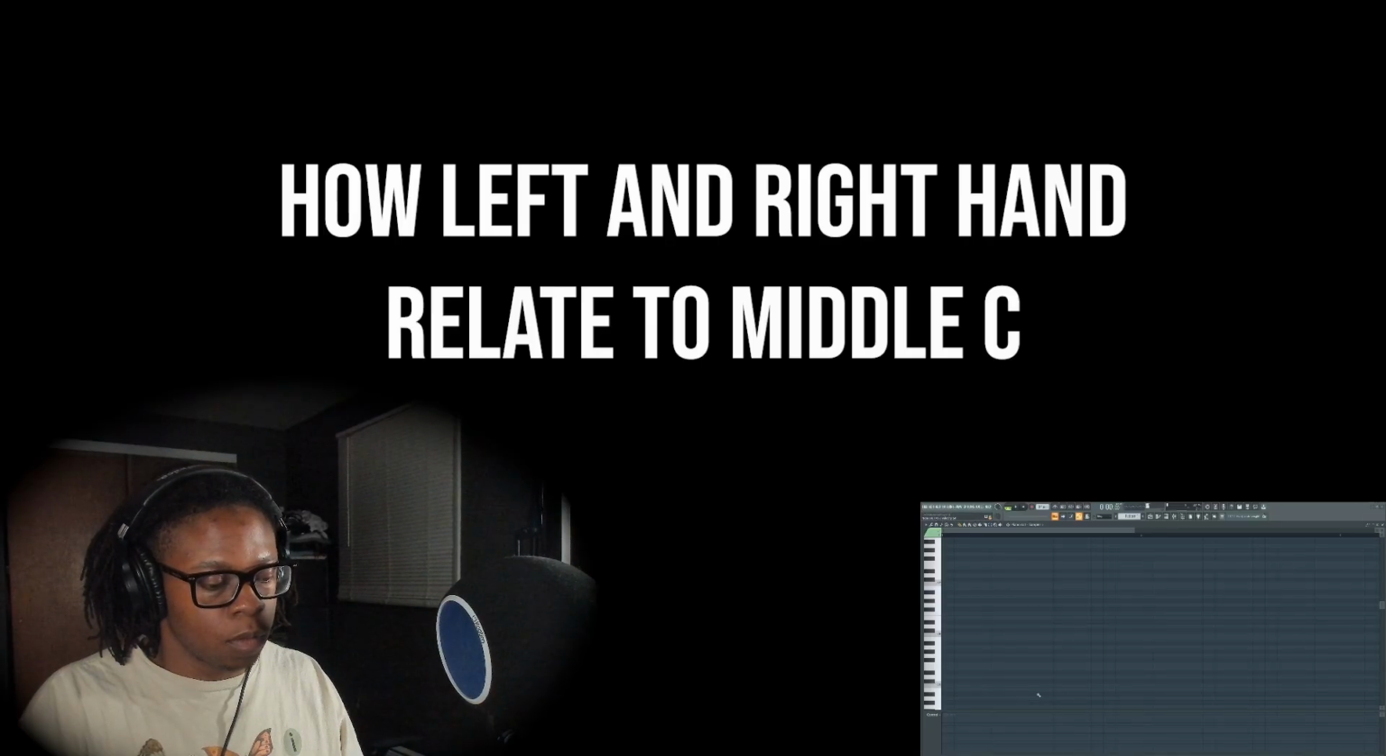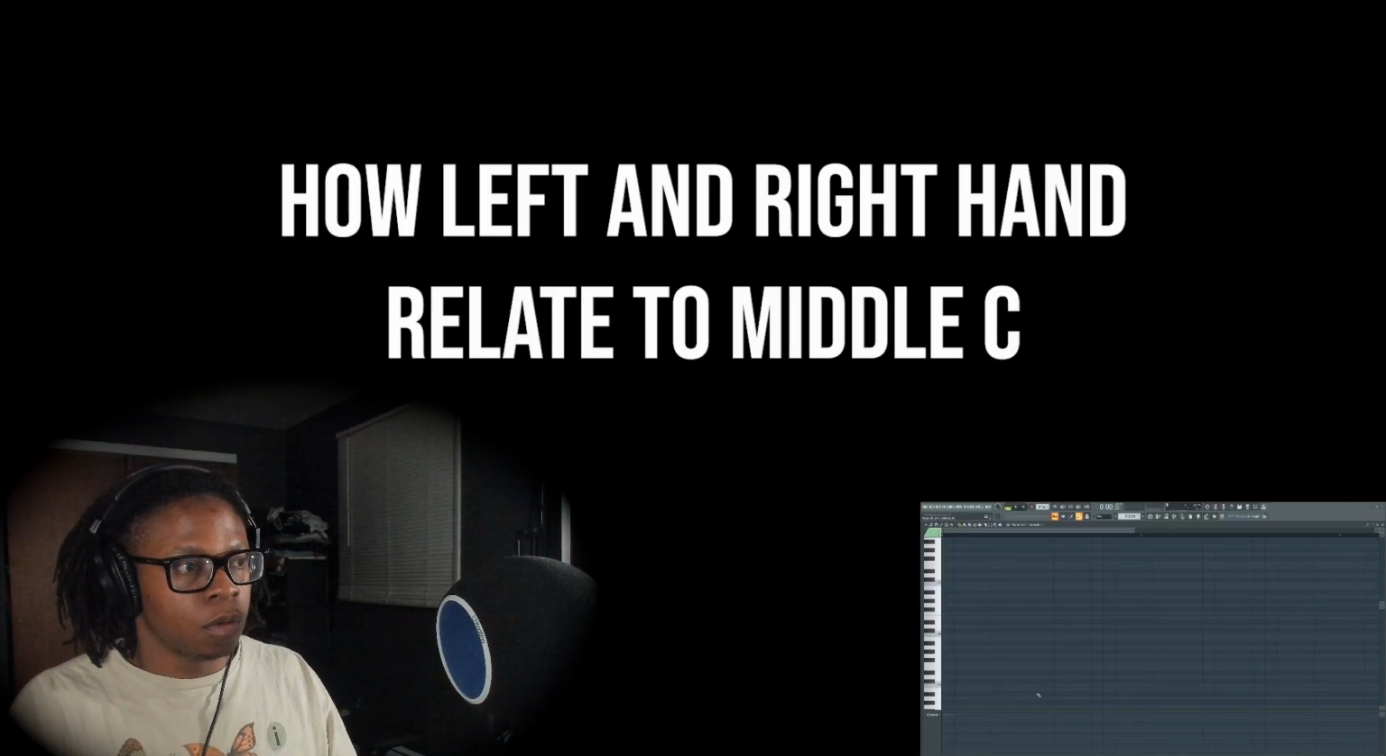What I'm going to teach you next is going to tie everything we've learned so far together. So it's really important that you get this. What I'm talking about is left hand and right hand on the piano and their relationship to middle C.